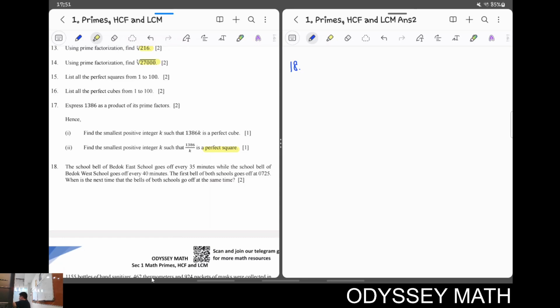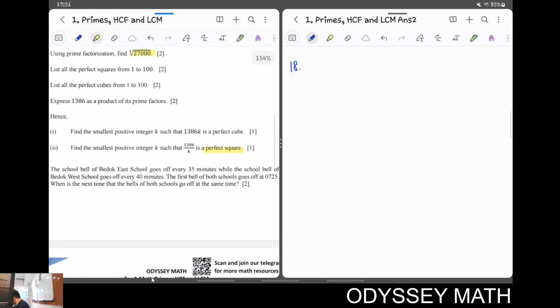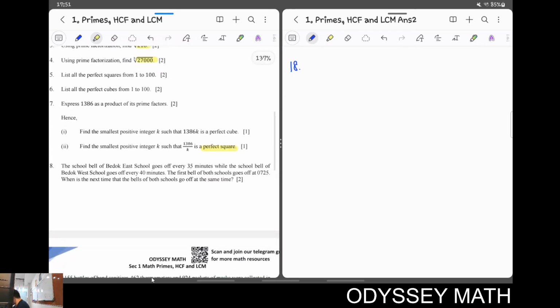So for this type of question, let me give you a pro tip and a shortcut. Whenever we talk about two or three things happening at once, like this time we will meet together or the alarm clocks will ring together at the same time, it's like things happening together at one point. It will be an LCM question. You understand? So because they say that the school bell goes off every 35 minutes for Bedok East and every 40 minutes for Bedok West, we're going to write 35 here and 40 here.